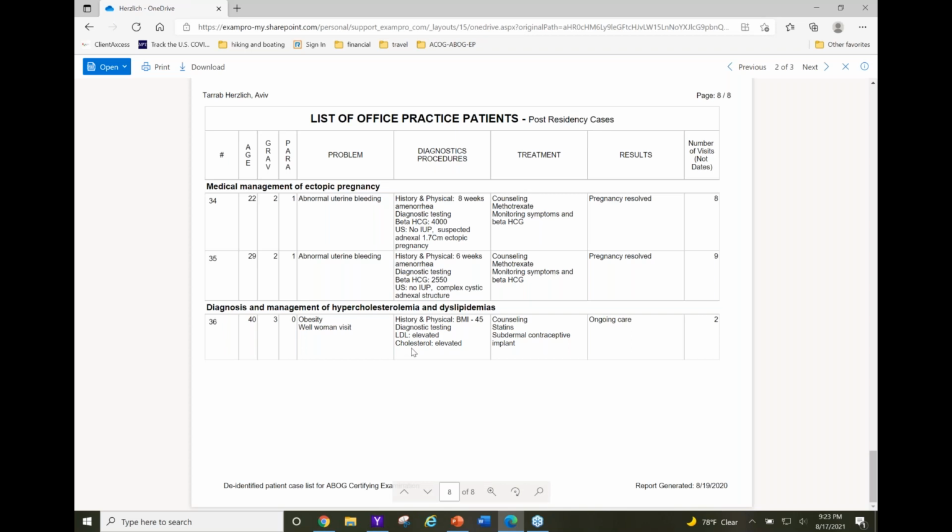Let's talk about case 36. I see it's a well woman exam, and the patient's 40 years old. When the diagnostic procedures column says diagnostic testing, what diagnostic testing are you talking about? So this lady came just for a regular annual check. No complaints that she was bothered with, except for her BMI, which is class 3 obesity.